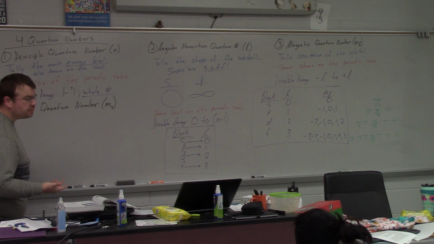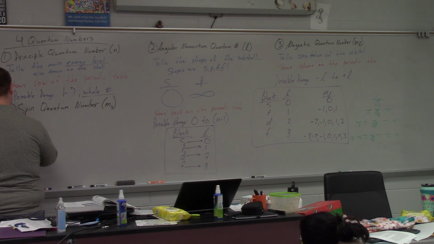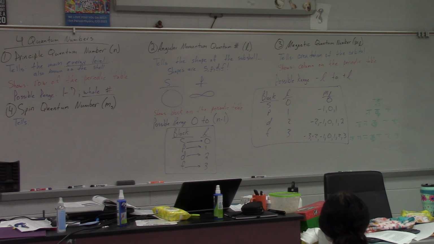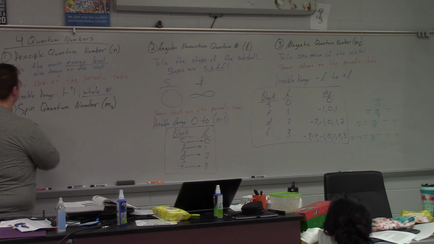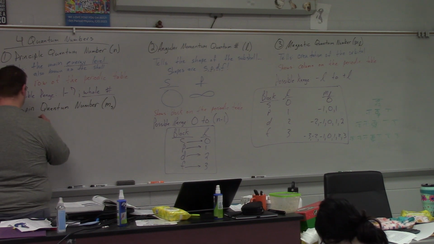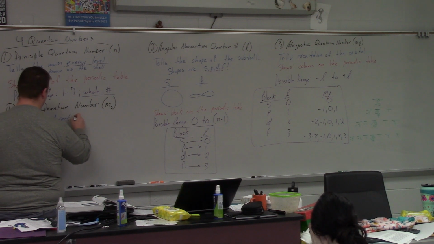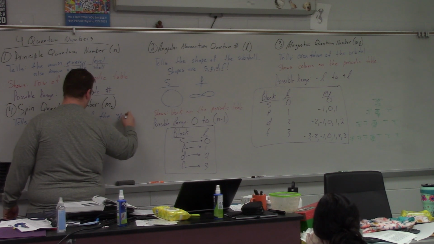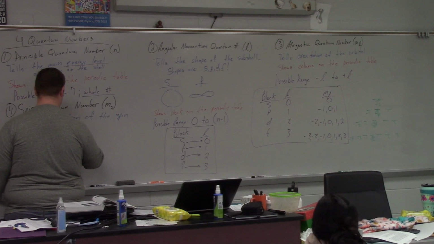So the spin quantum number tells us something, okay? I'll add on to it later on. What I need to show you, you already know without knowing. It tells us the spin, the direction of the spin of the electron. That is so gangster.